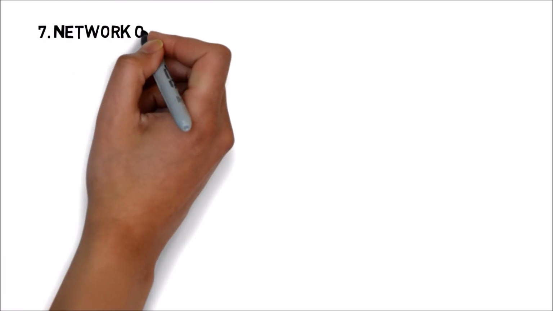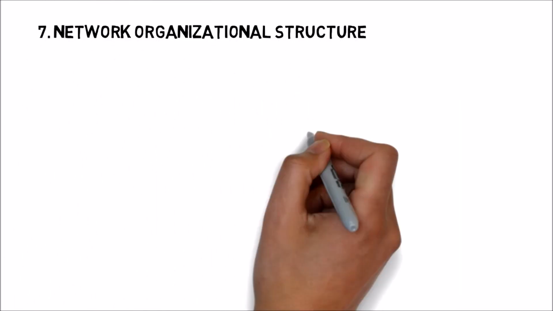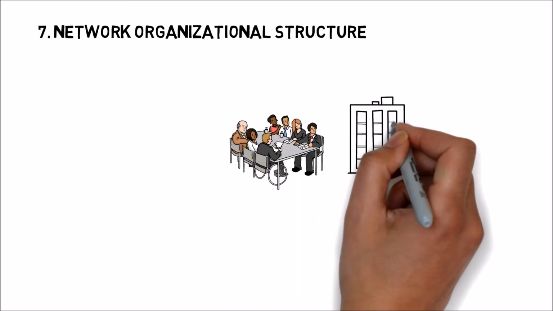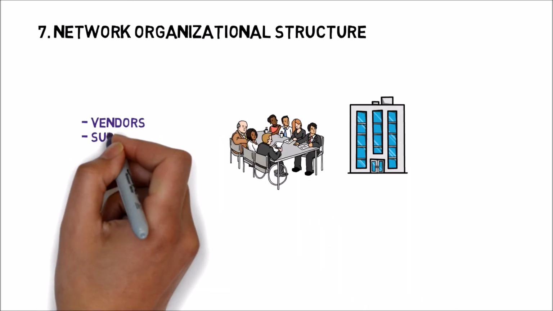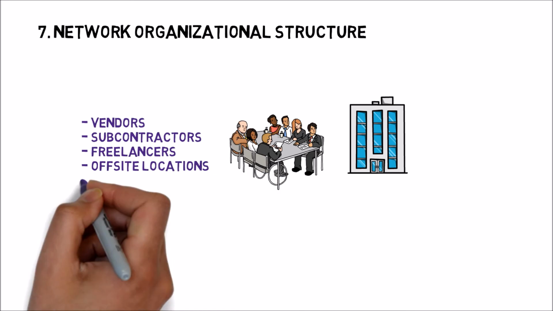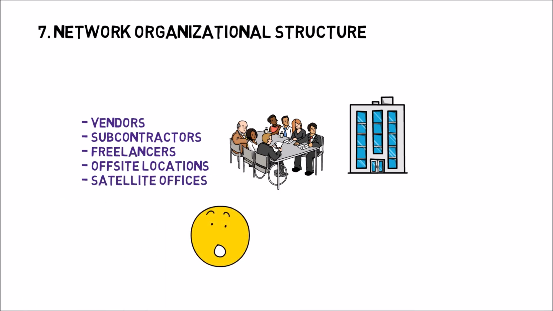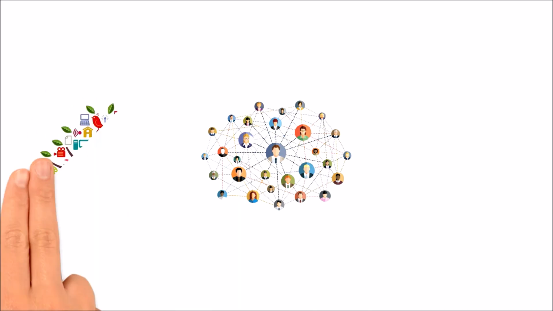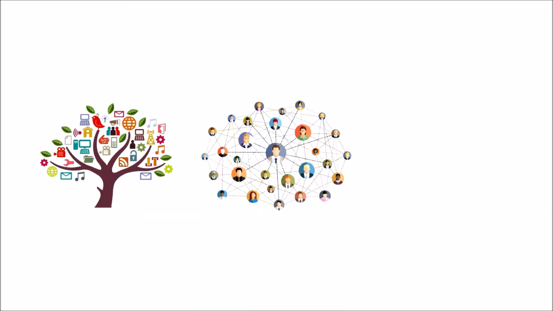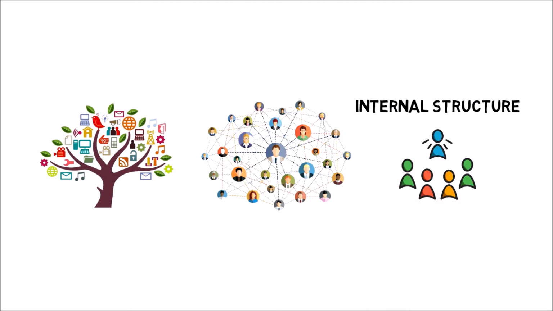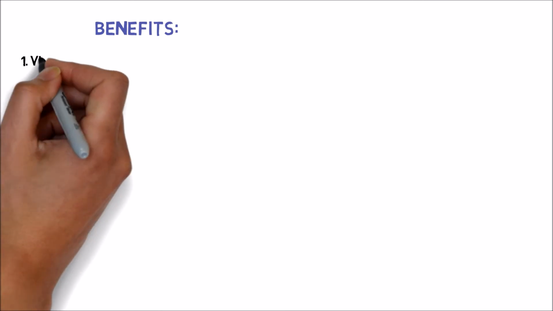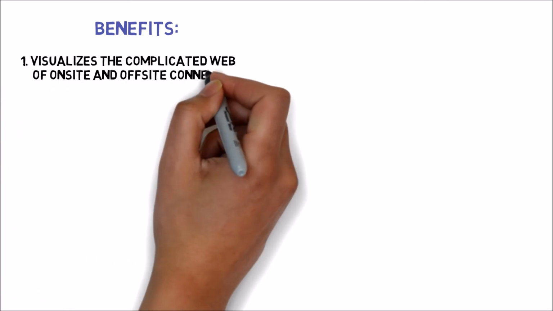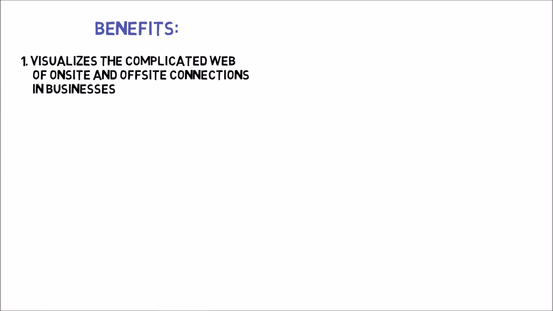7. Network organizational structure. Few companies today have all the services under one roof, and juggling the many vendors, subcontractors, freelancers, off-site locations, and satellite offices may be overwhelming. A network organizational structure makes sense of the distribution of resources. It can also refer to an internal structure that is more focused on open communication and relationships rather than hierarchy. Benefits: Visualizes the complicated web of on-site and off-site connections in businesses.